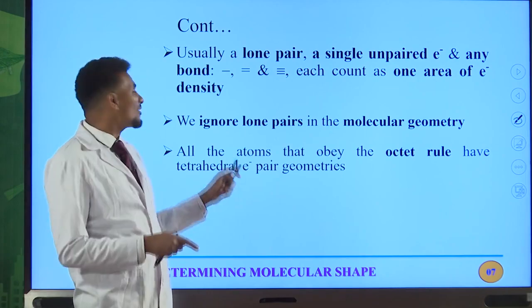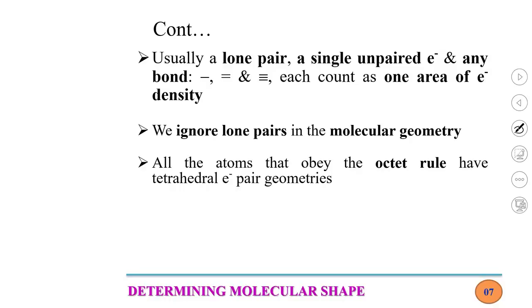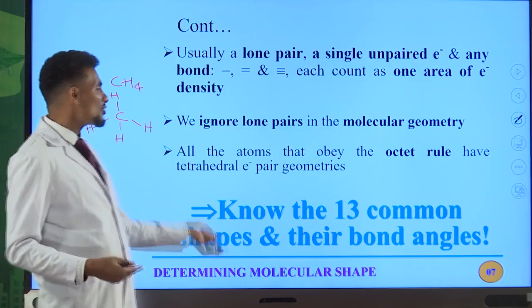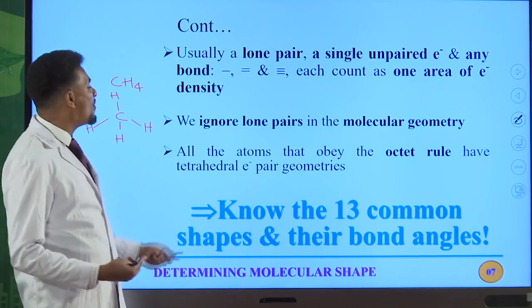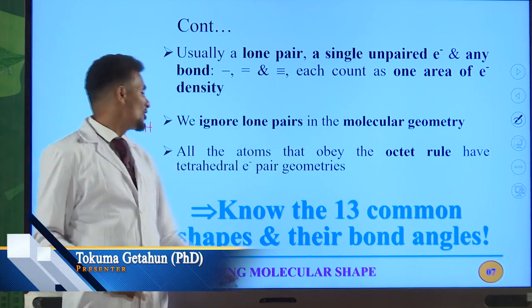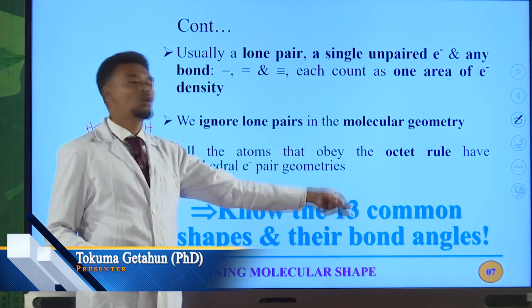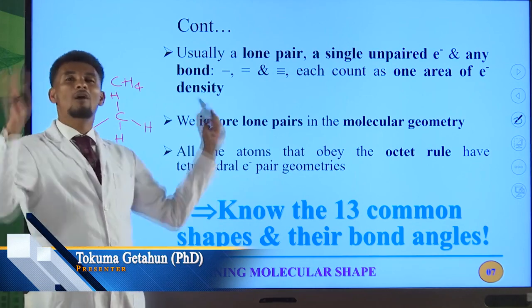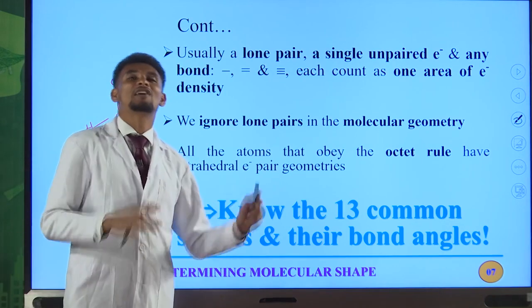But remember that we ignore lone pairs in the molecular geometry. Only look at the atoms. However, in the case of electronic geometry, look at the electron pairs, both bonding electron pair arrangements as well as lone pairs of electrons. All the atoms that obey the octet rule have tetrahedral electron pair geometry. So totally we have 13 common shapes of molecules. So try to know these 13 common shapes of molecules and also try to identify their bond angles.